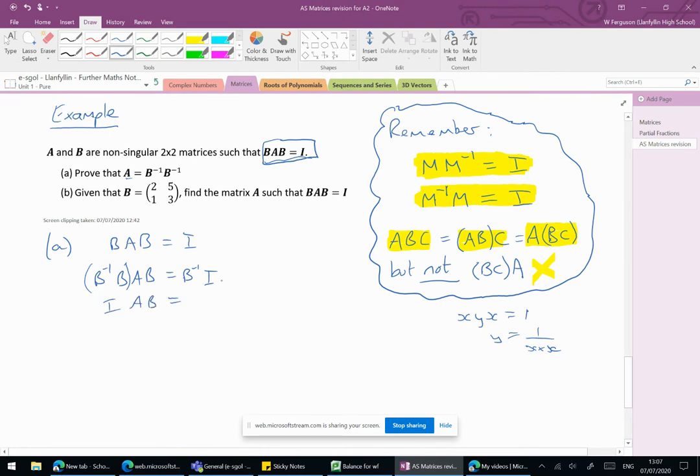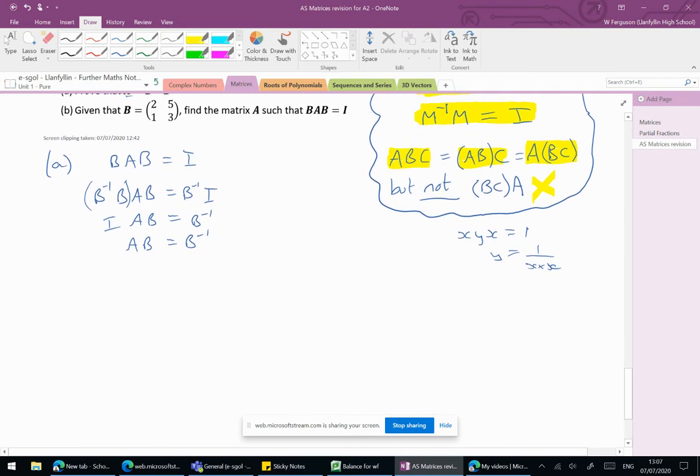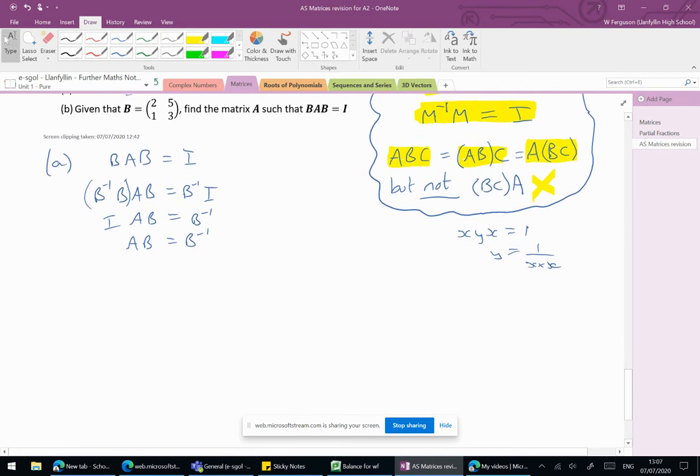And I know that on the right-hand side, B minus 1, the inverse of B multiplied by the identity matrix, well, multiplying by I doesn't make any difference, so I can just have that as B minus 1. And in fact, I can remove the I from the left as well, can't I? So AB must be equal to B minus 1. And now, that's removed one of the B's from the left-hand side of my original equation. Now I need to remove the second.